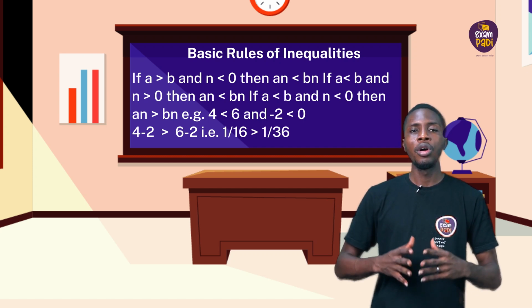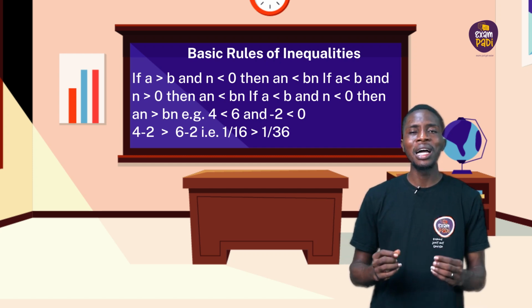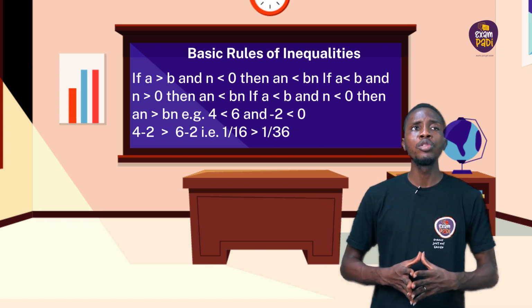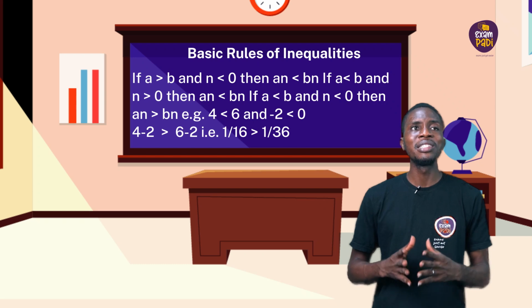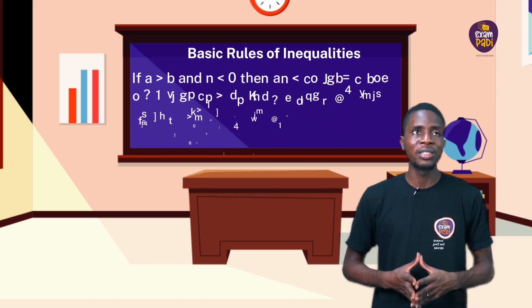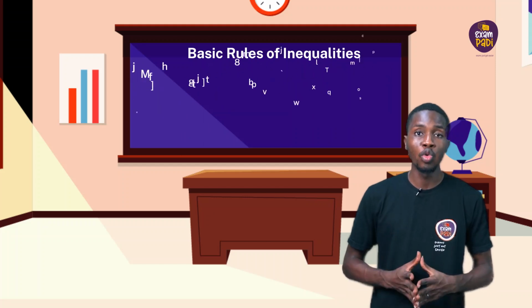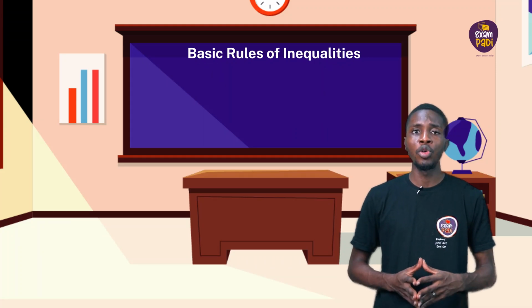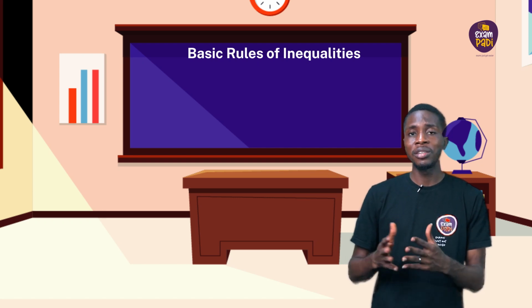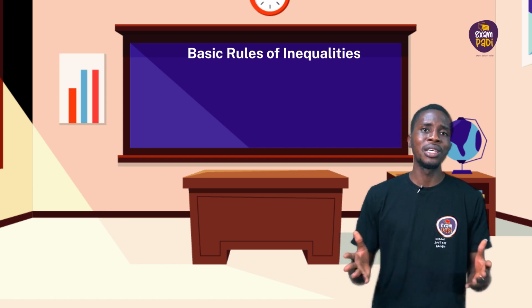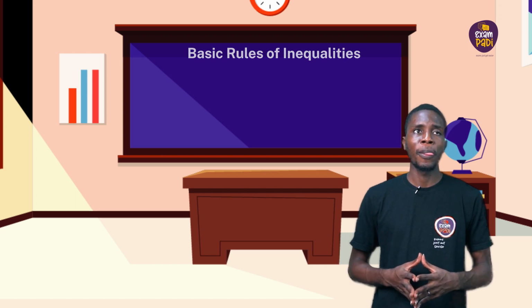For example, 4 is less than 6 and minus 2 is less than 0, which simply means 4 raised to the power of minus 2 is greater than 6 raised to the power of minus 2. That is, 1 over 16 is greater than 1 over 36. You can simply prove this using your calculator: 1 divided by 16 is greater than 1 divided by 36. Compare them using their decimal answers.